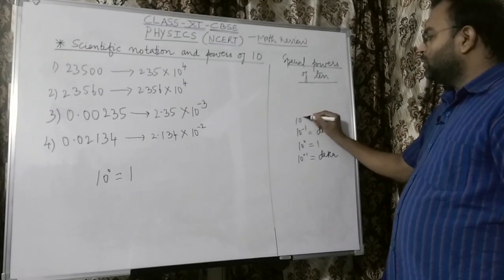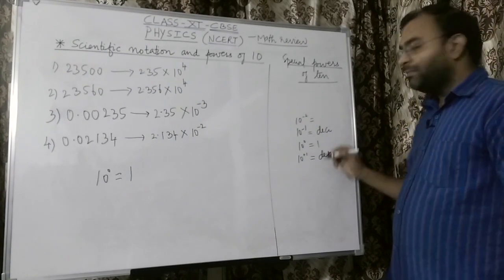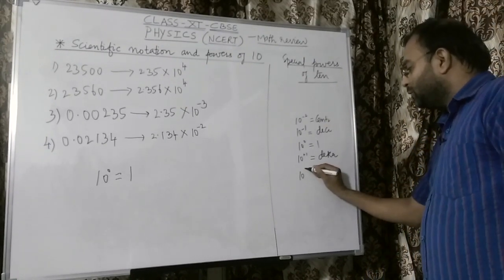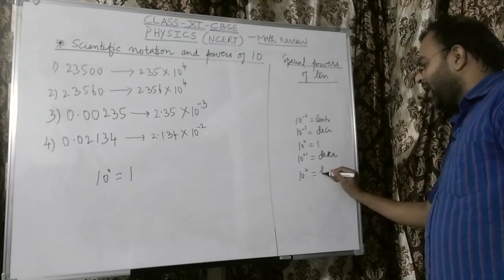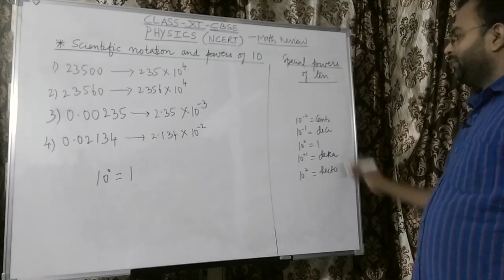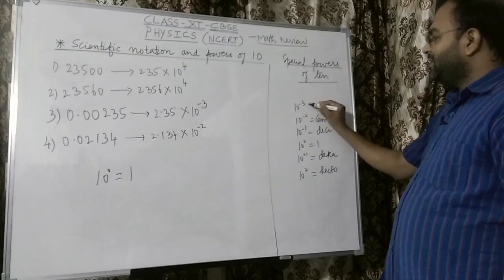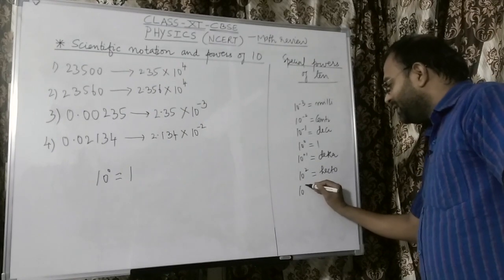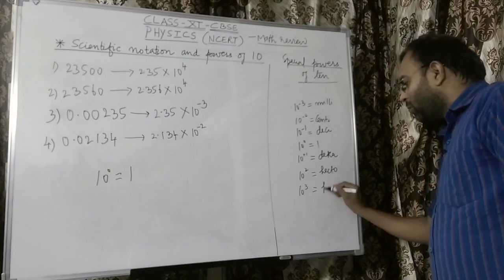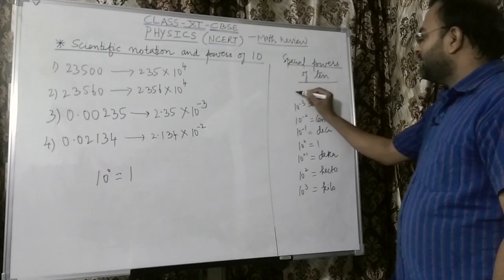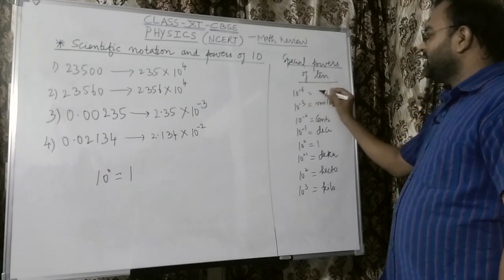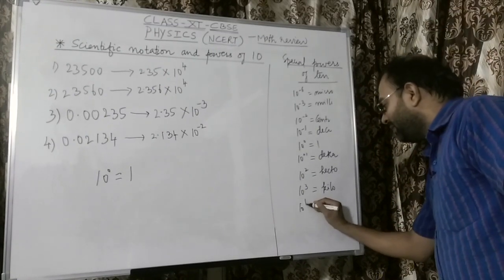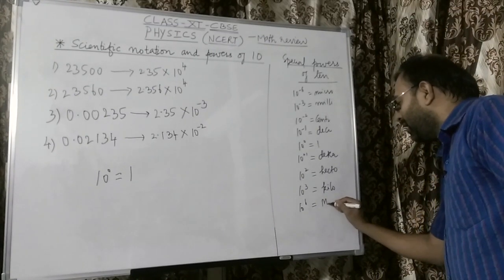10 power minus 2 has a special name. This is centi. 10 power plus 2 is hecto. 10 power minus 3 is the very familiar milli, whereas 10 power 3 is kilo. 10 power minus 6 is micro. 10 power plus 6 is mega.